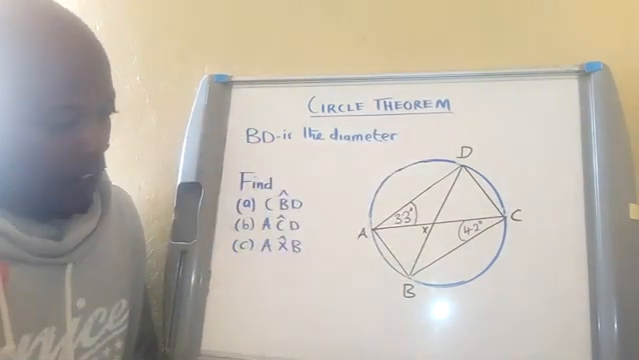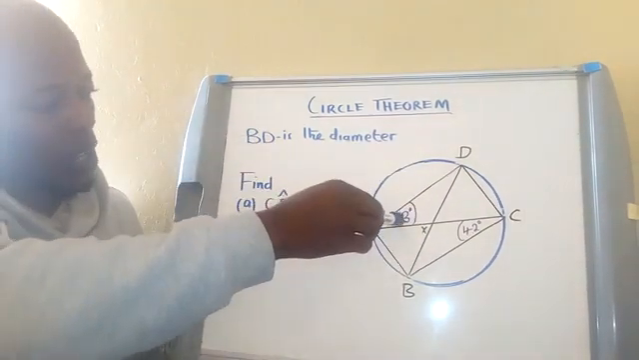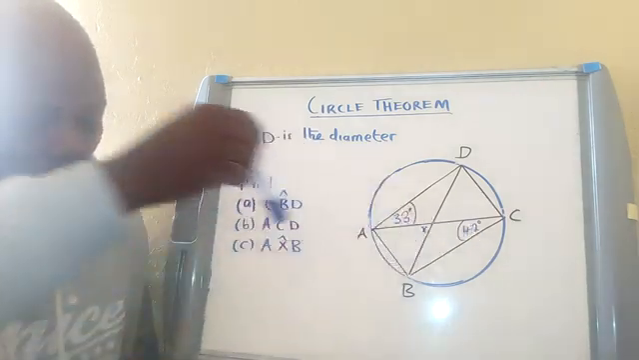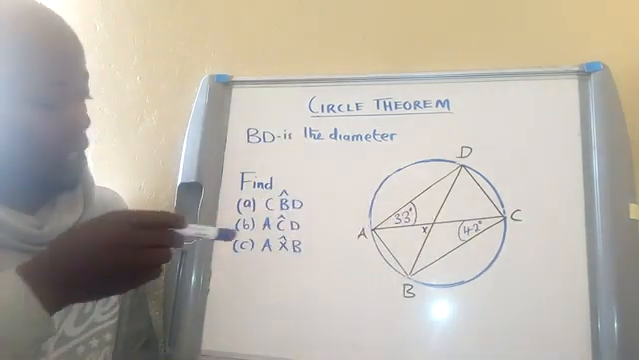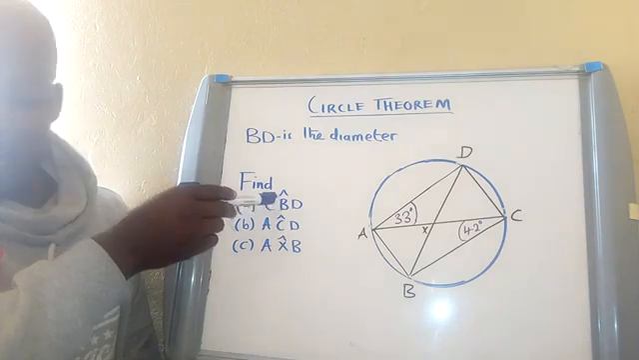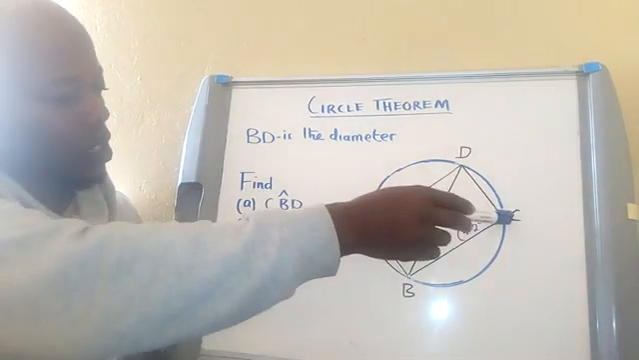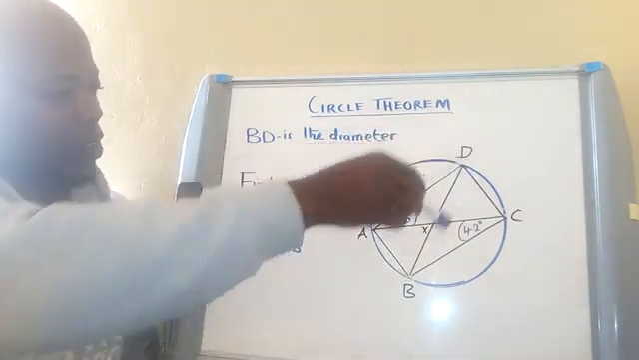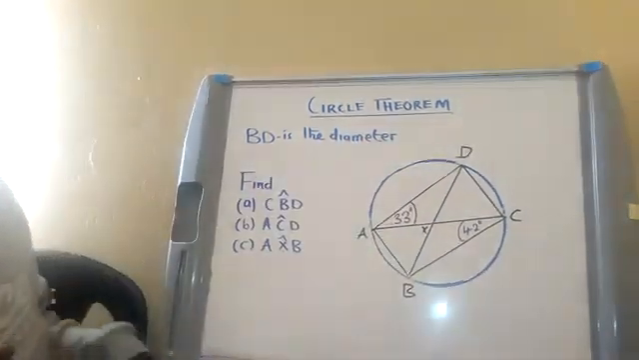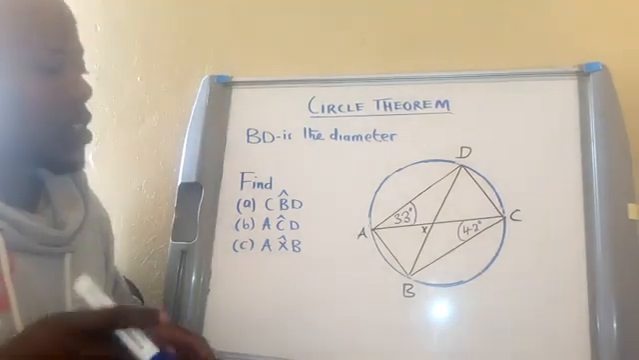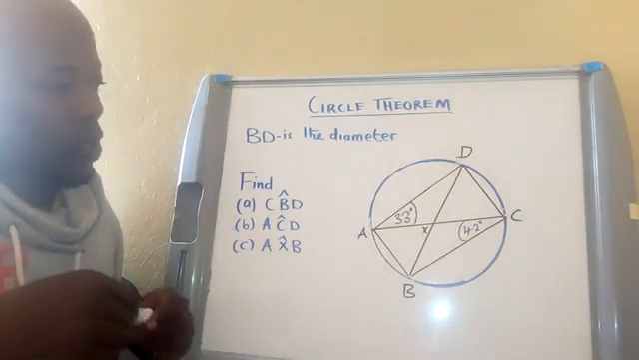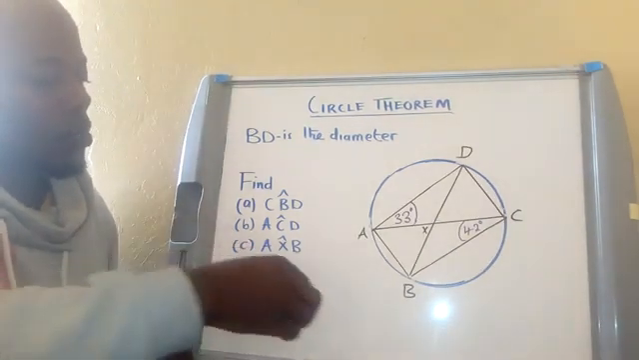And they've given us that this angle here is 33 degrees. This one is 44. Then they say, find angle CBD. So C, B, and D. So how can we find this angle? Remember the properties we were looking at? We said angles coming from the same segment are equal.